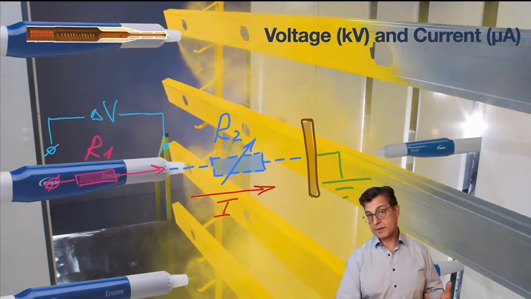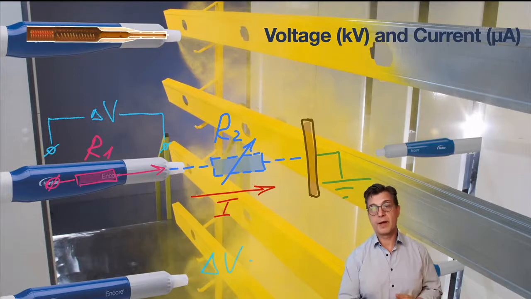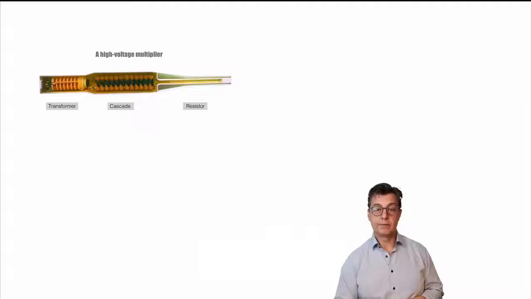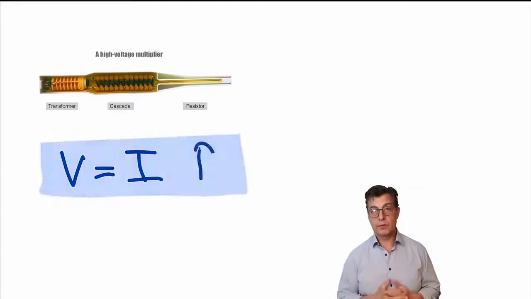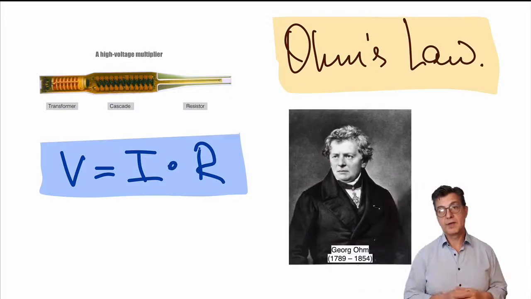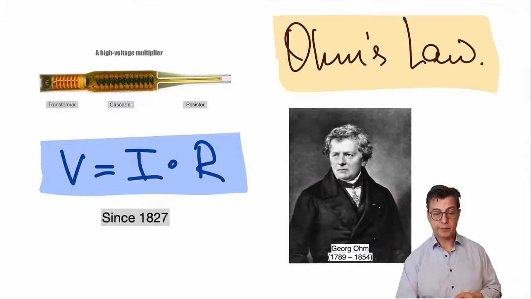This voltage drop is equal to the current multiplied by the value of the resistance. What we just wrote is Ohm's law. Ohm's law was first published and discovered in 1827 by a German scientist, Georg Ohm.